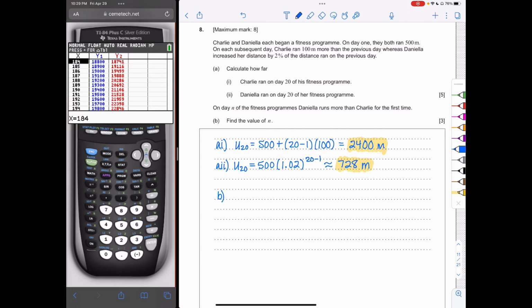So now I'm here. It says on day N of the fitness programs, Daniela runs more than Charlie for the first time. I can see that Charlie is in my Y1, Daniela is in my Y2. So on day 184, Charlie ran 18,800 and Daniela ran 18,741. But as you can see on day 185, Charlie ran 18,900 meters and Daniela ran 19,116 meters. So I know that here n is equal to 185.